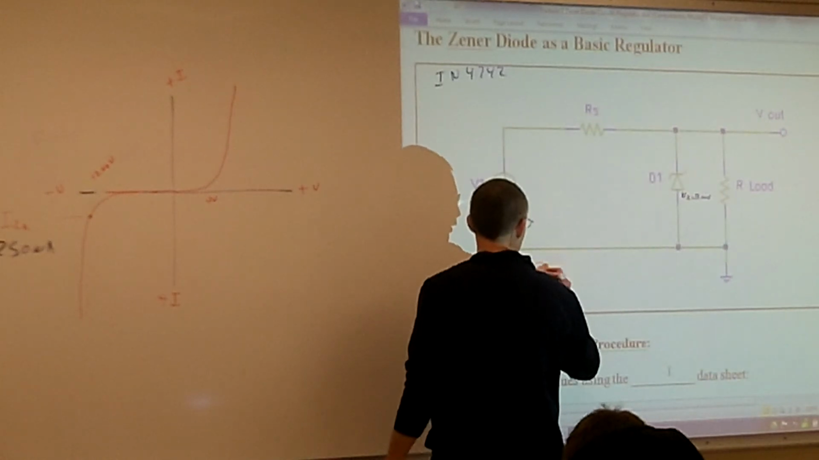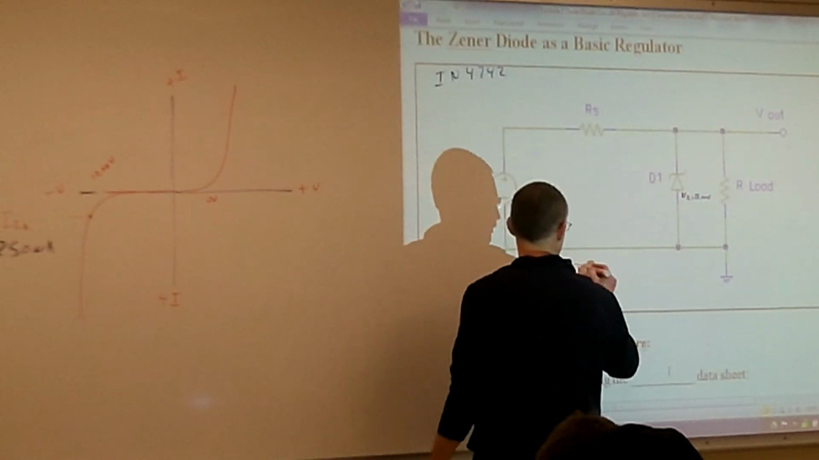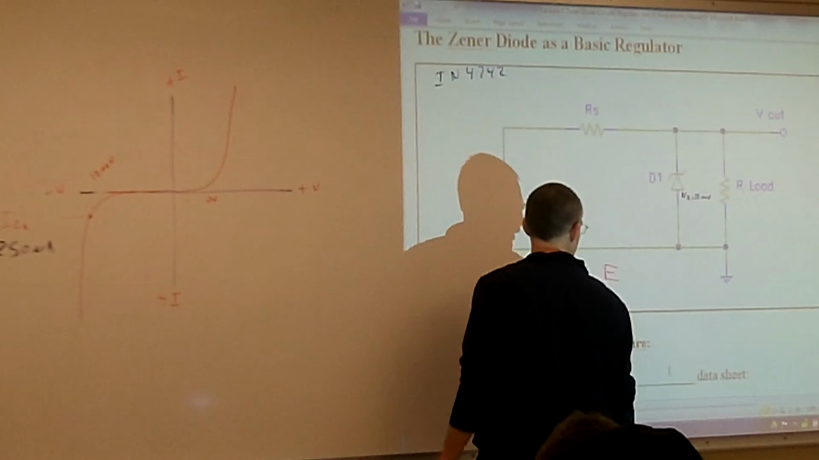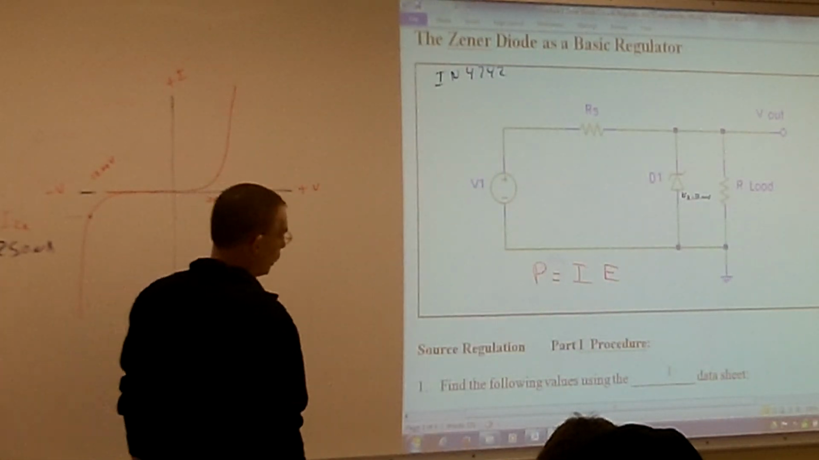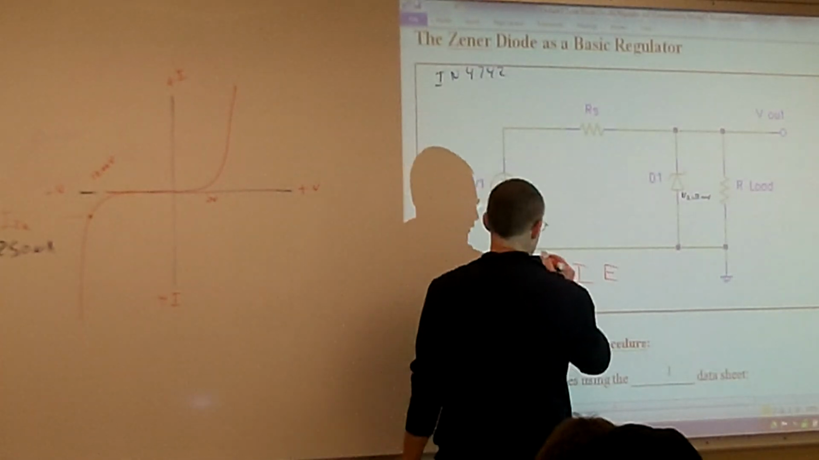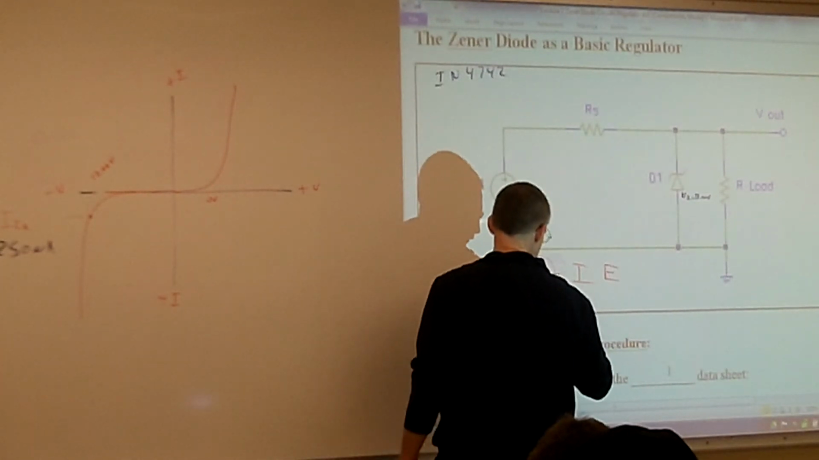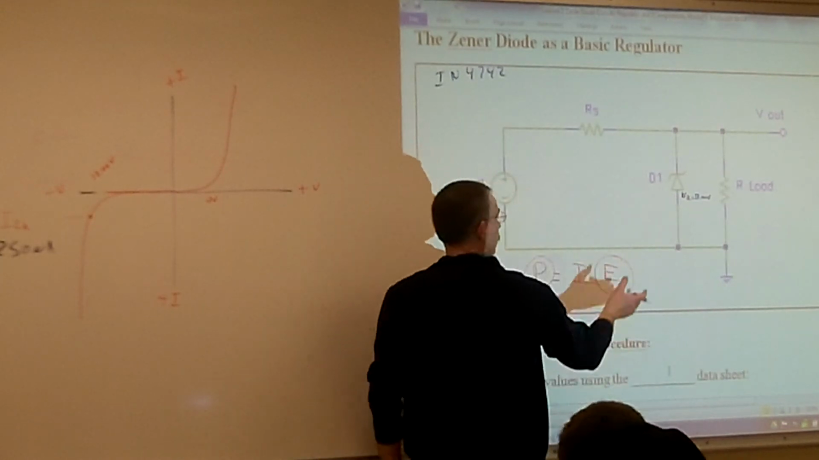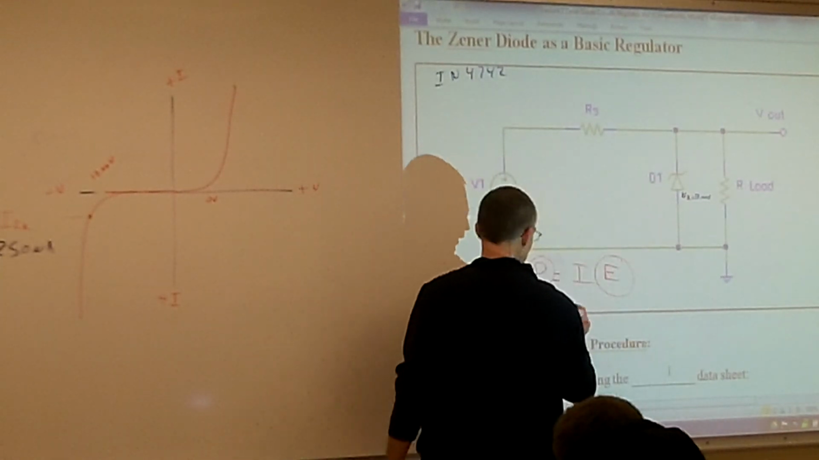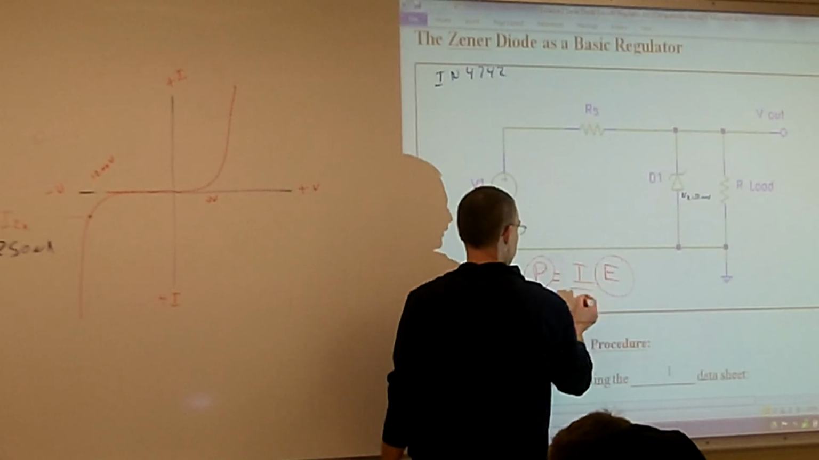Yep. So we know that power is equal to IE. You remember, if we always know two things, then we can always find the third. So we know that the power is going to be equal to 1 watt, and my voltage across my Zener is going to be 12 volts. So then that will just leave us I.